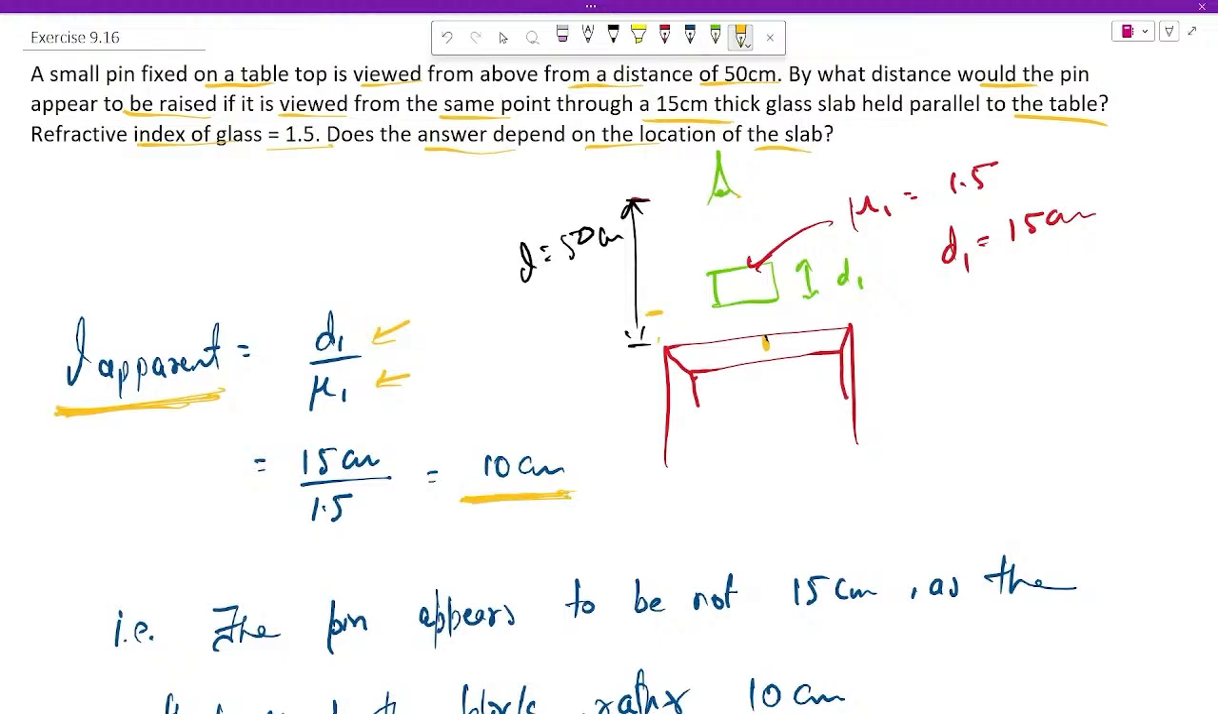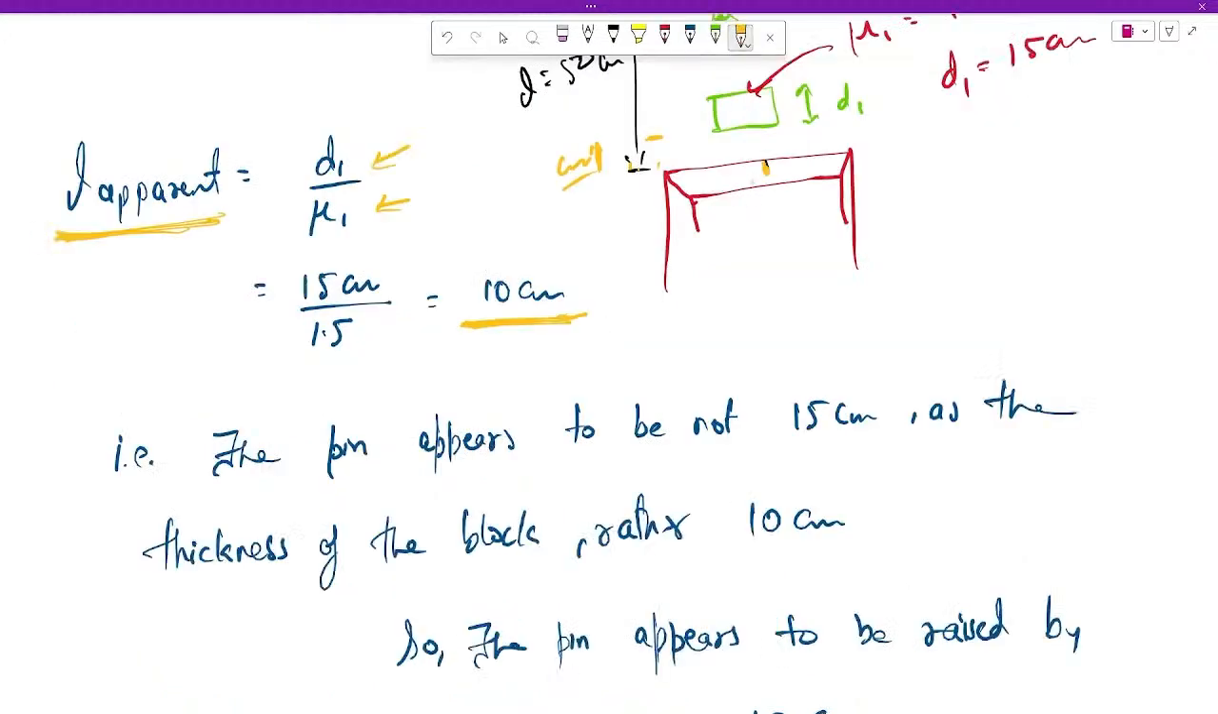What that means is that though the thickness of glass is 15 centimeter, it would appear as if it is just 10 centimeter. So there will be a shift of 15 minus 10 equals 5 centimeter, or the pin top will appear to have moved 5 centimeter above. So we can say that the pin appears not to be at 15 centimeter, the thickness of the block, but rather at 10 centimeter. So the pin appears to be raised by 5 centimeter.